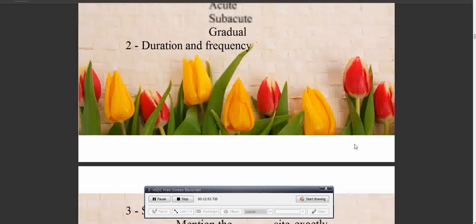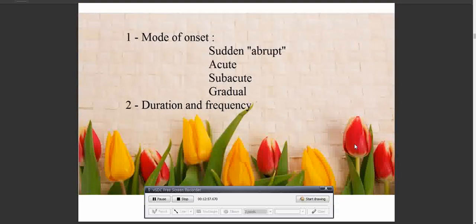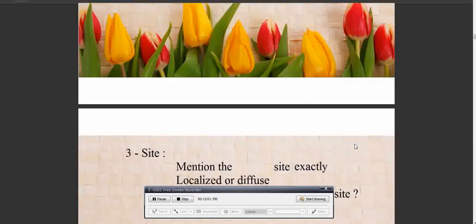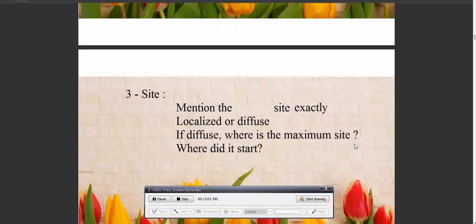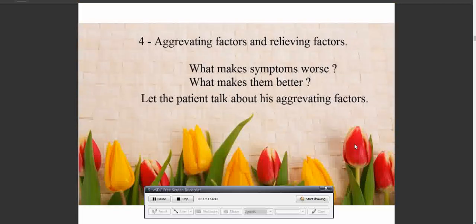So we have acronyms to help you in taking care of this analysis. You can ask when: duration, when did it start; frequency, how often do you feel it; site. Mention the site exactly, like localized or diffuse. Diffuse means that it moves from one region to another. Localized is just within the same place. If it is diffuse, where is the maximum site? Where did it start? Then aggravating factors and relieving factors. What makes the symptoms worse? What makes them better?